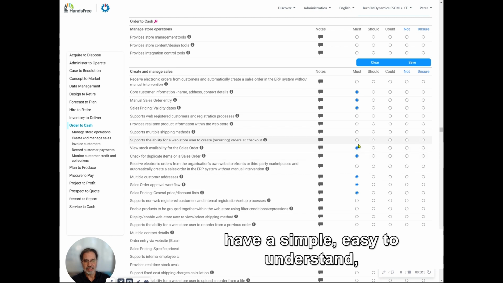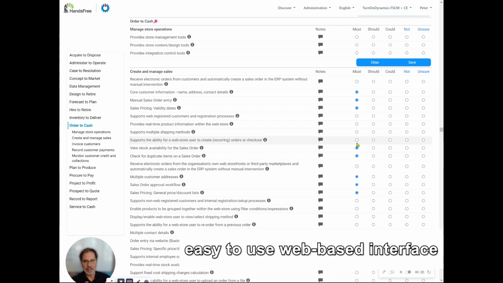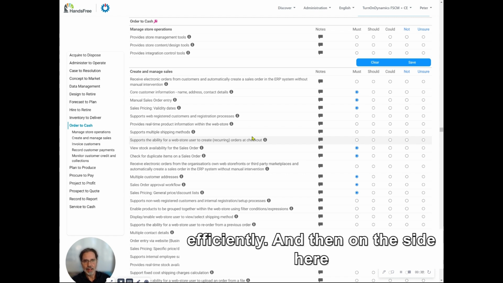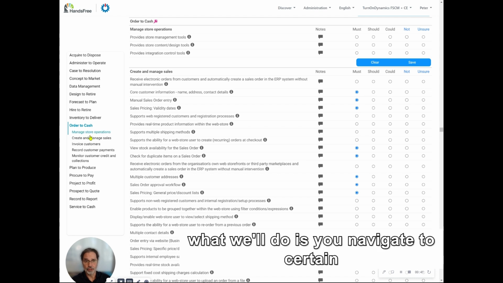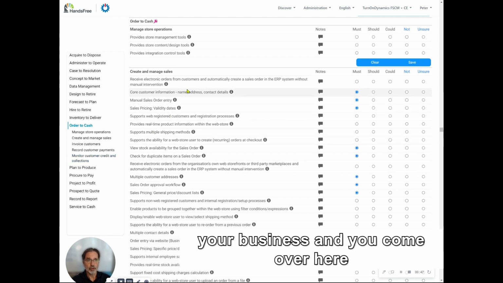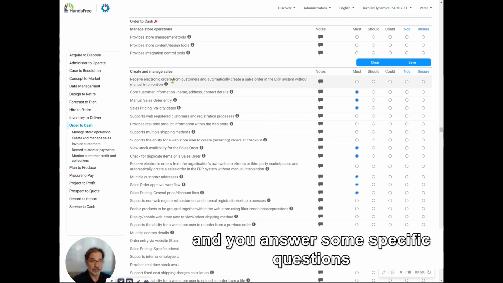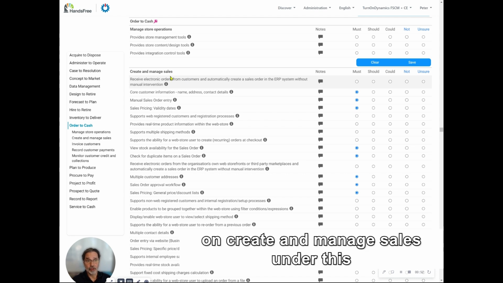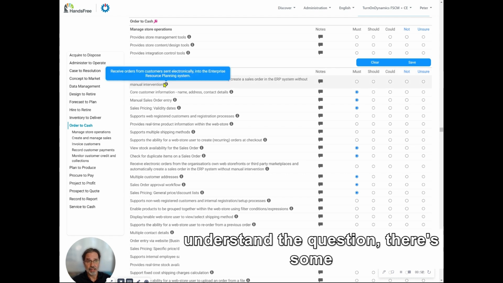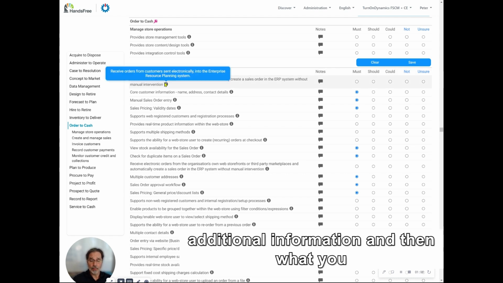Here we have a simple, easy to understand, easy to use web-based interface that we can set up your team with quickly and efficiently. And then on the side here, you navigate to certain business functions that are critical to your business. And you come over here and you answer some specific questions on create and manage sales under this order to cash process, for example. You have a question, and if you don't understand the question, there's some additional information.